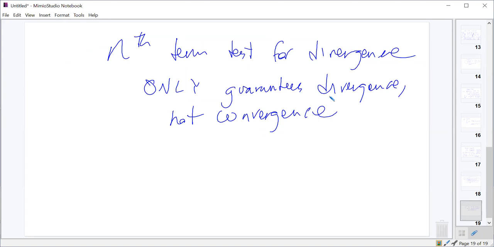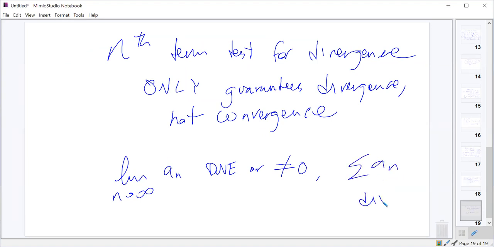And it tells us if the limit as n approaches infinity of a series does not exist or does not equal 0, then this series diverges. Okay. So if you want to have a series that converges, the limit as n approaches infinity of the nth term of that series must approach 0. If it does not approach 0, then you are guaranteed that it diverges. But just because it does approach 0 does not necessarily guarantee that it converges, right?